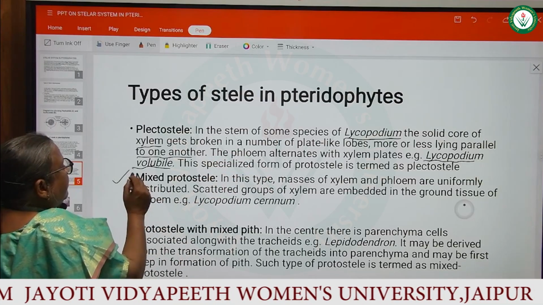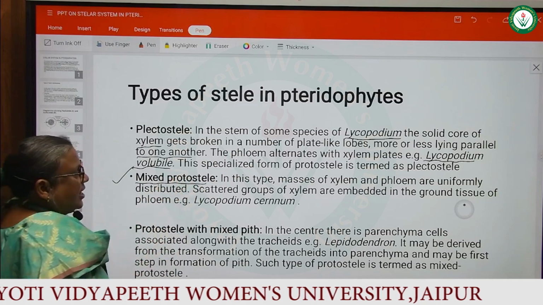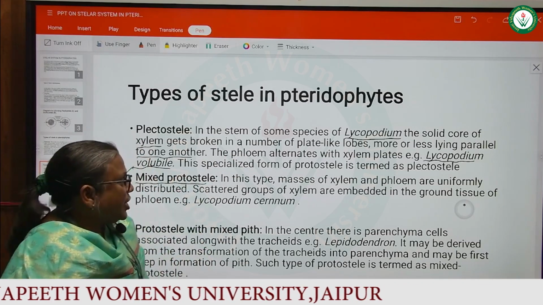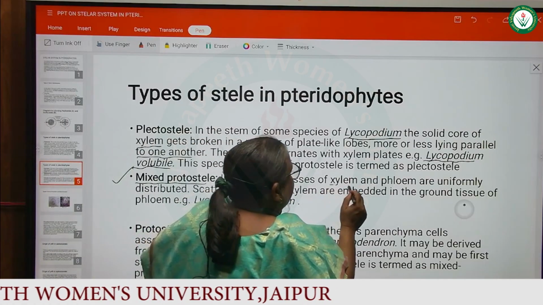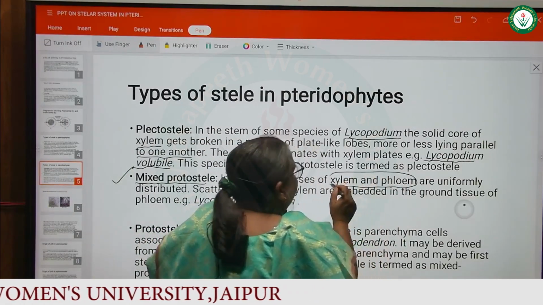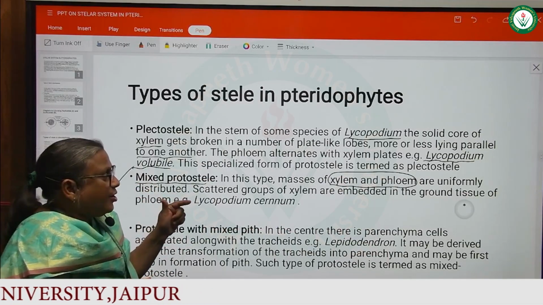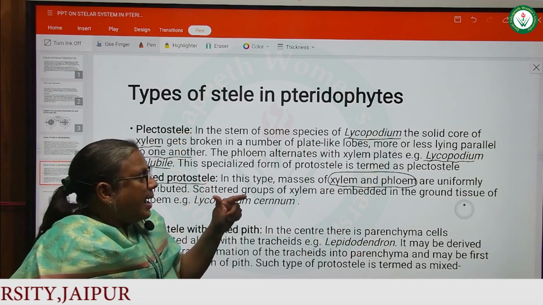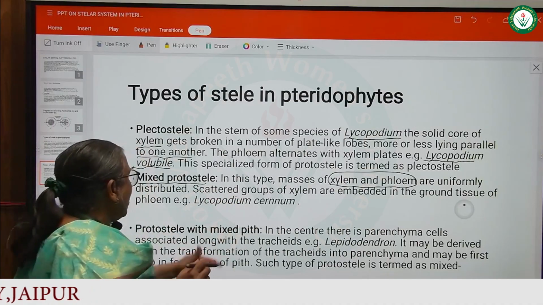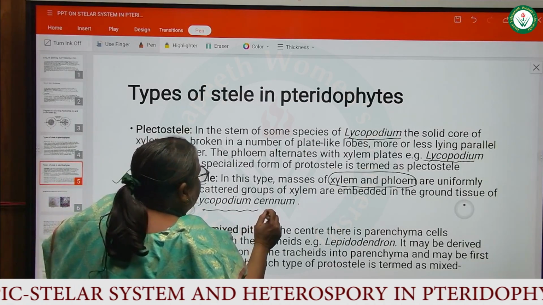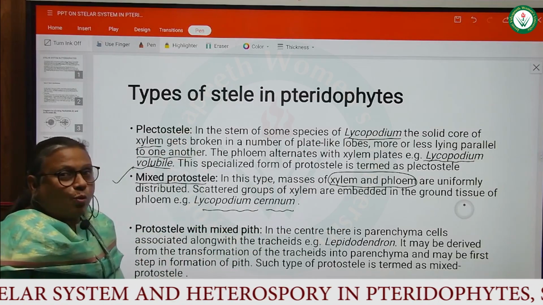Now, what is mixed protostele? In this type of mixed protostele, masses of xylem and phloem are uniformly distributed. Scattered groups of xylem are embedded in the ground tissue of phloem, as for example in Lycopodium cernuum.